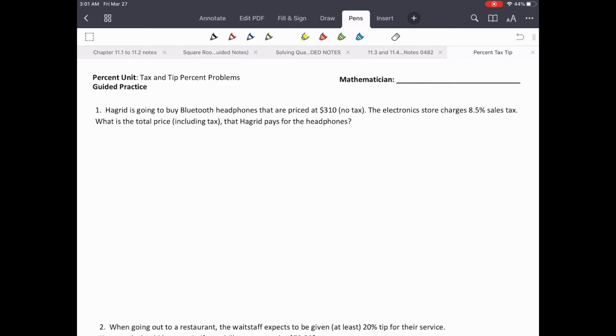Hey everybody, I'm going to walk you guys through some percent problems that involve tax and tip. For some of the problems, you're going to use the basic percent equation, which is just percent times the base equals the part. For others, you might use percent increase or decrease, which involves taking the base, multiplying it by parentheses, 1, and it's either plus or minus depending on if it's an increase or a decrease, whatever the percent is as a decimal, and that will equal the part.